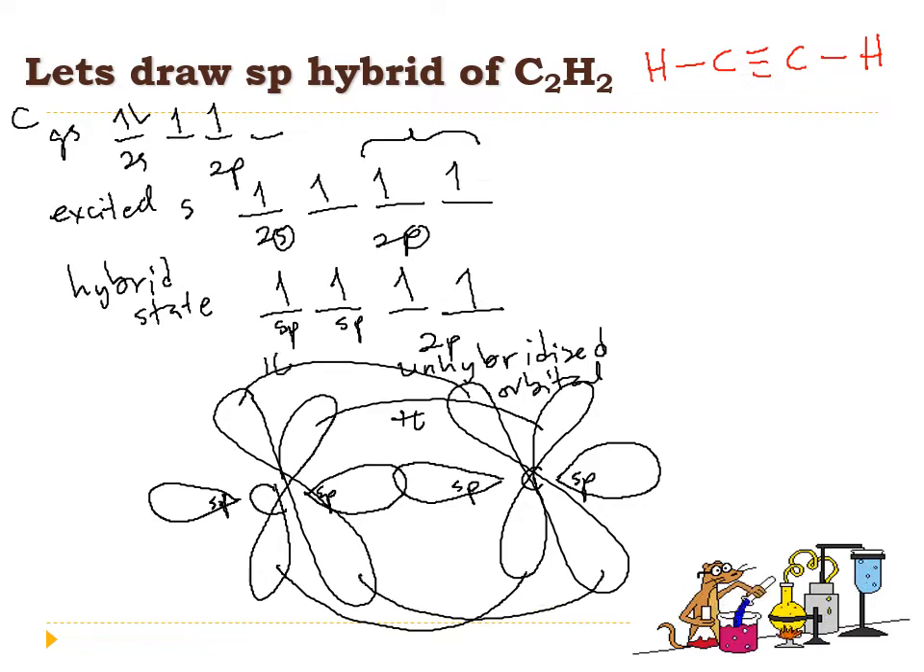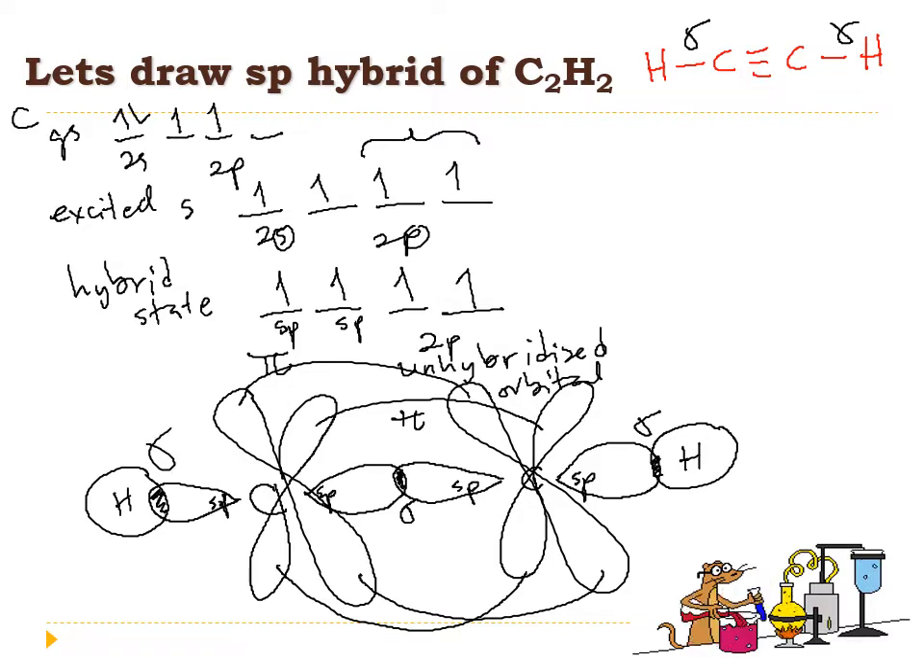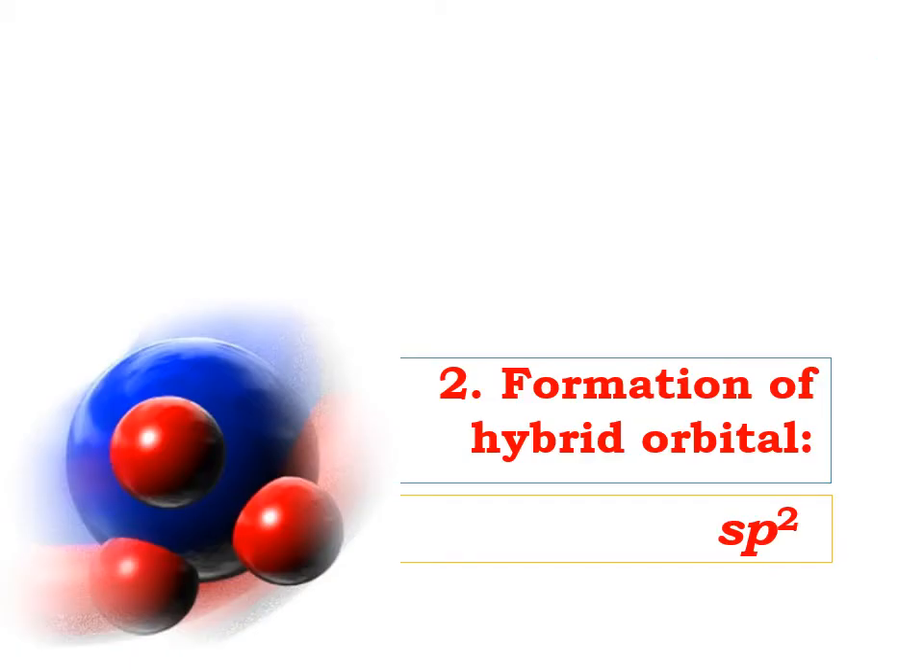So they would become another pi bond. I forgot to label the sigma bond over here, and then we have another 2 sigma bonds between carbon and hydrogen over here. So let's draw the s orbital of hydrogen with its sigma, and another one on this end. There you go. This is the orbital overlapping of C2H2, showing that the sp orbital is formed. The second hybrid orbital is sp2.